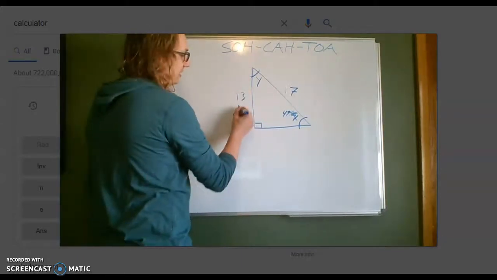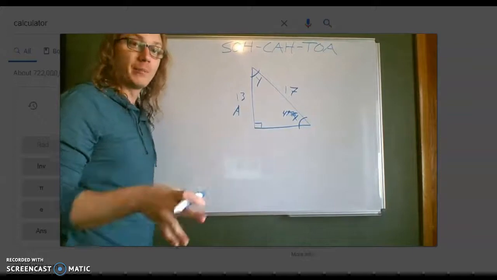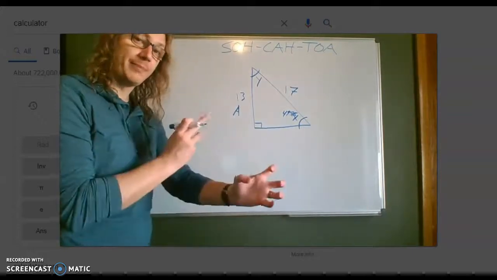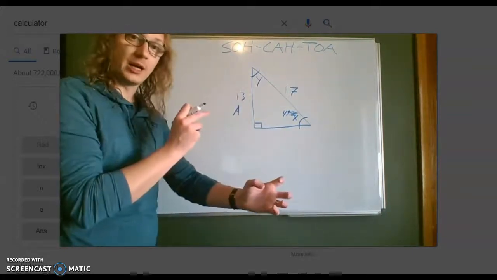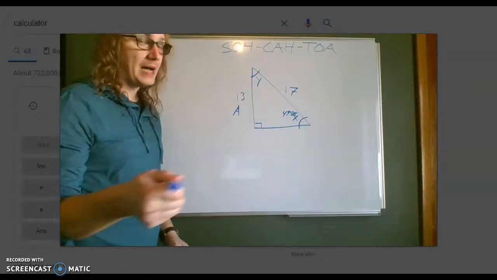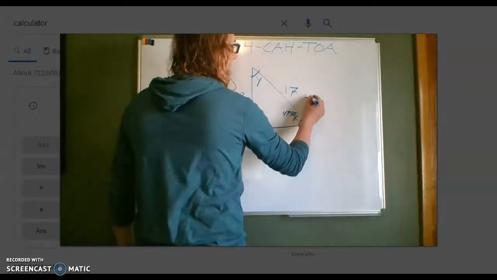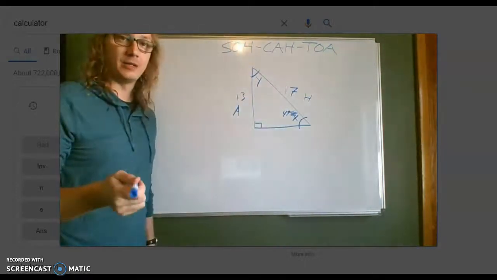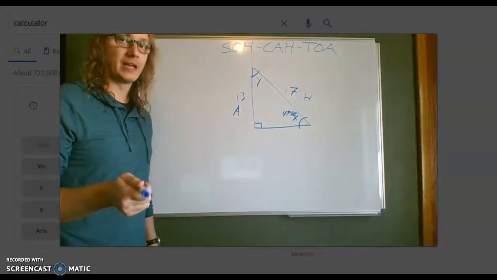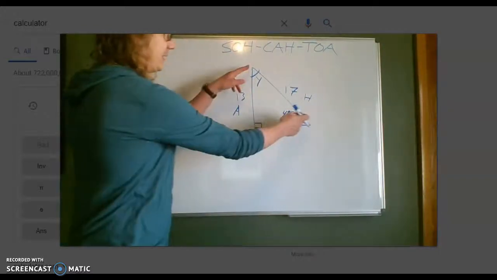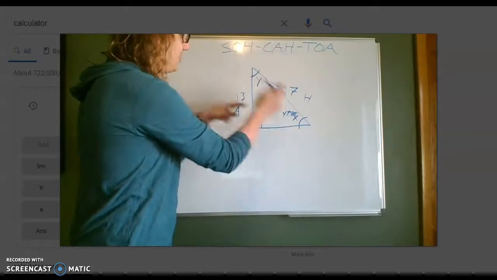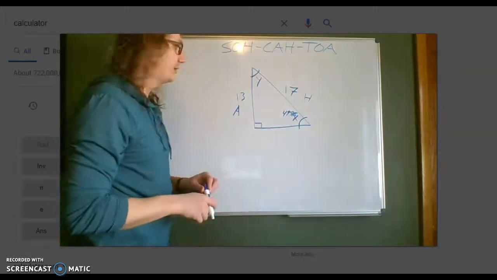This is my adjacent from y. Remember, the opposite and the adjacent flip when you flip what angle you're talking about. But the hypotenuse doesn't. The hypotenuse is always the hypotenuse. It's always across from the right angle, so that doesn't go anywhere. But we flipped what angles we're talking about, and that means what's opposite and what's adjacent flip as well.